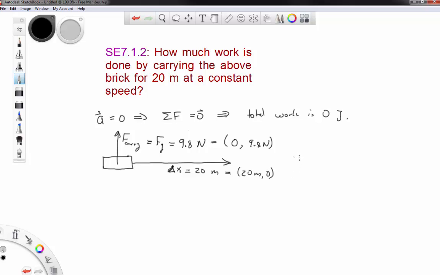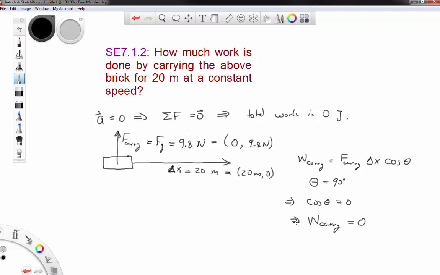That means that our total work done by either one of these forces, we'll call the work by the carrying force, is going to be force carry times delta x times cosine of the angle between these two, and theta in this case is 90 degrees. So cosine of theta is equal to 0, and therefore the work done just by carrying it is also going to be 0.